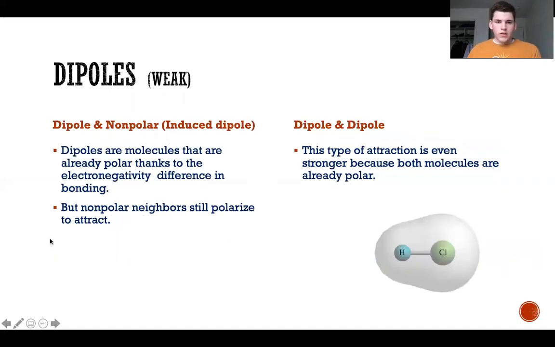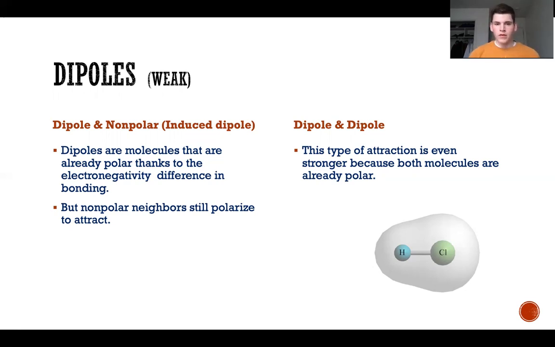So then going on to this next force, which is still pretty weak, but stronger than a dispersion force, is what we call dipoles. So a dipole, as you can see here with this hydrogen chloride, is when two atoms are bonded that are not very evenly matched when it comes to electronegativity.